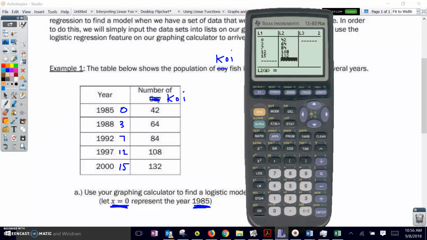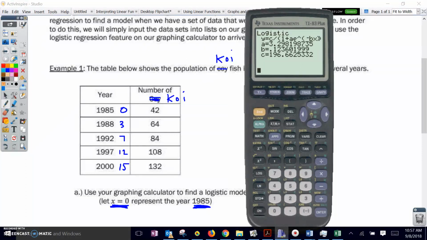So now I'm going to go back out to my main screen, and then I'm going to go to stat again and go to calc, and you've got to go down a little bit, and eventually you will find, there it is, logistic. And so we're going to choose the logistic regression, and it should use L1 and L2 as the defaults, so I should just be able to hit enter and it'll come up with my model for me. Might take a little bit here. Alright, there we go.